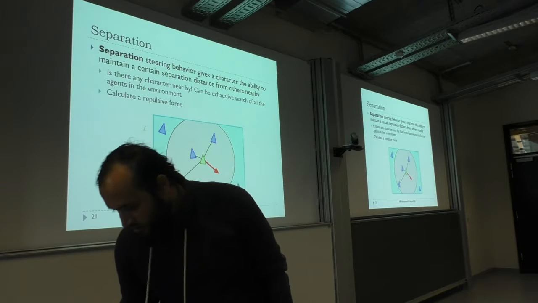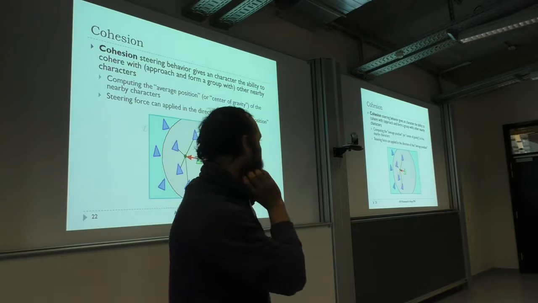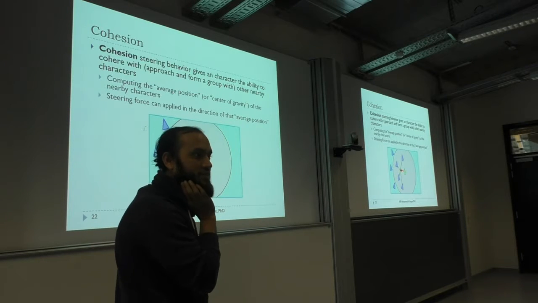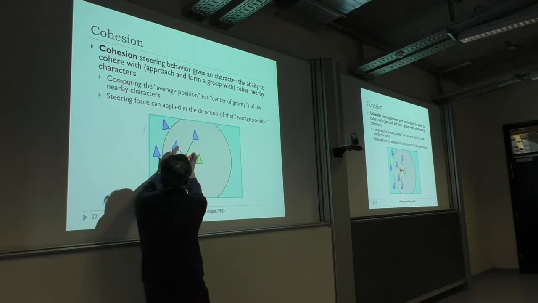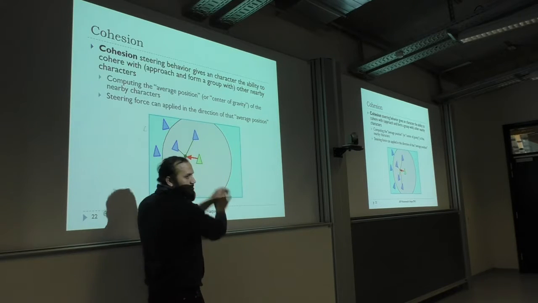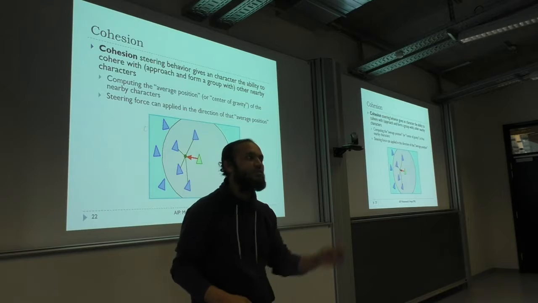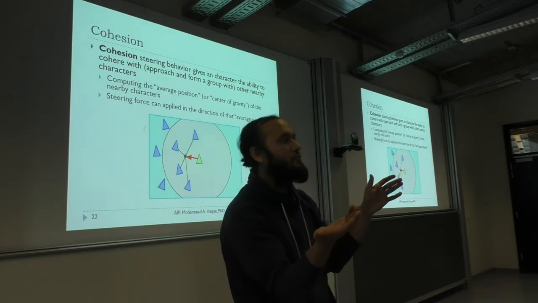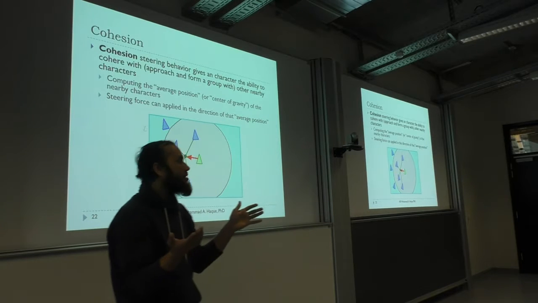Good. Then what is cohesion? Separation we understood. If you are going closer, just keep some distance. How much distance you will keep, you define based on your threshold, and it will go away. That is separation. What is cohesion?